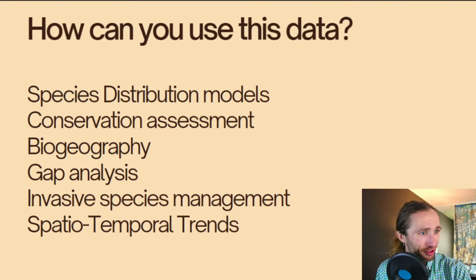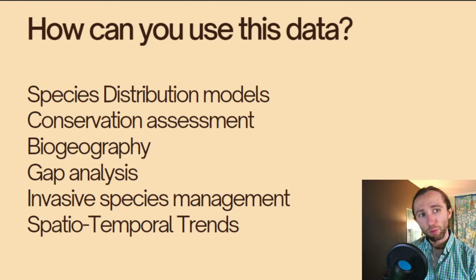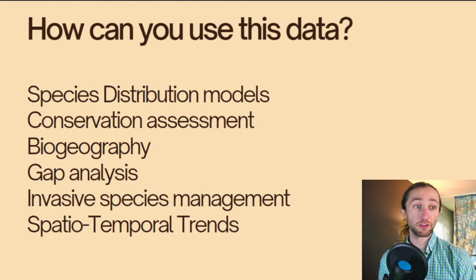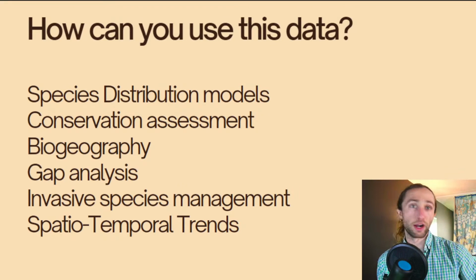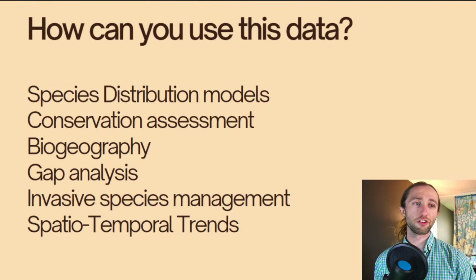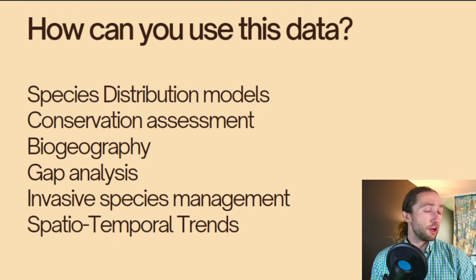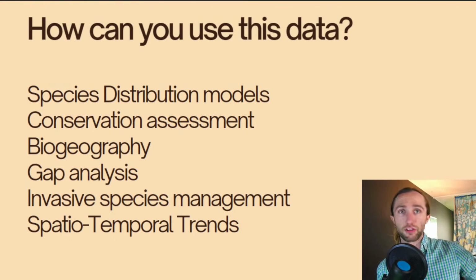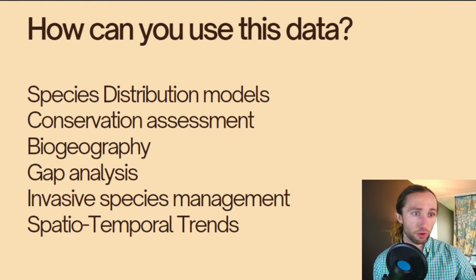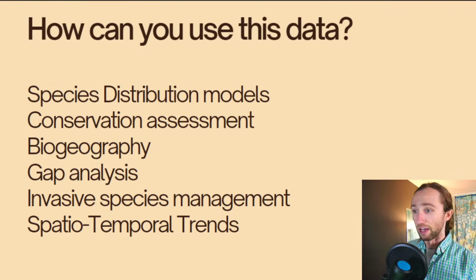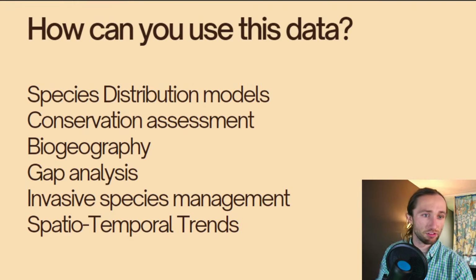So how can we actually use this data? Again, I'm gonna have to move myself out of the way. Probably what you'll see GBIF used quite a bit for is for species distribution models. So this is where species are found. This is probably which has the most documentation online. However, you can also use GBIF data for conservation assessments, for biogeographical studies, for gap analyses, such as where is there a dearth of research about a particular organism, invasive species management, as well as spatio-temporal trends. Of course, all of these intersect with one another and overlap in some way.